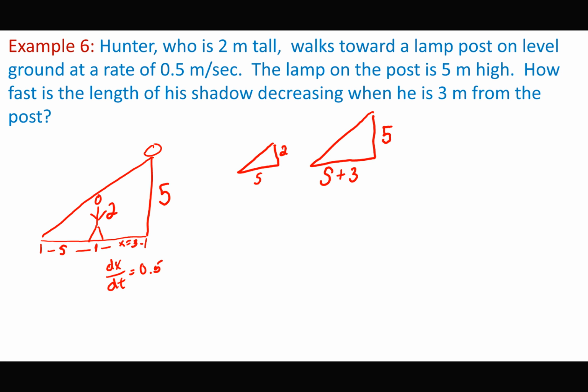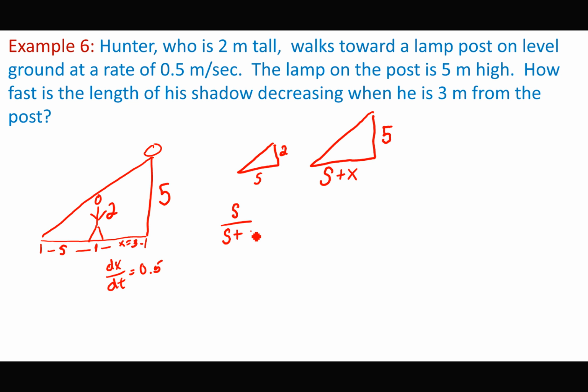Okay, so let's review triangle similarity, how we can create these ratios. So I could say s over s plus... Oop, I don't want to put the 3 in yet. I made a mistake. Leave it as x. Not till after we take the derivative do we start putting numbers in, unless they're constants, like 2 and 5 are constants.